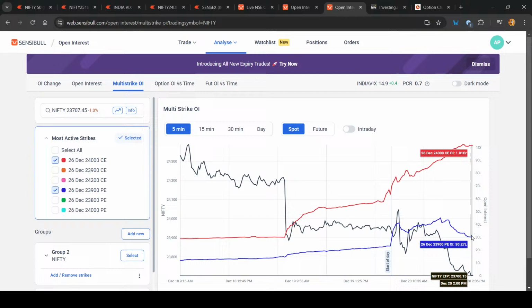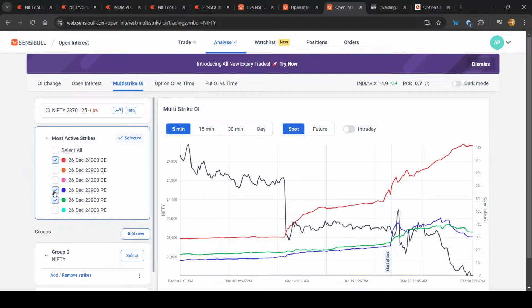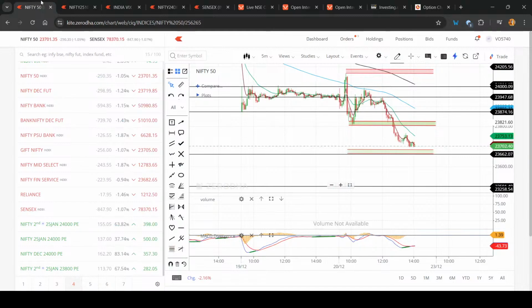Okay, so if you see, essentially they have started unwinding the 23,900 put also. So I'll add 23,800. Earlier it was 23,800 only, so they have also unwound that. From 36 they have come down to 34 lakhs. 900 also they have started unwinding, and 24,000 anyway is being unwound.